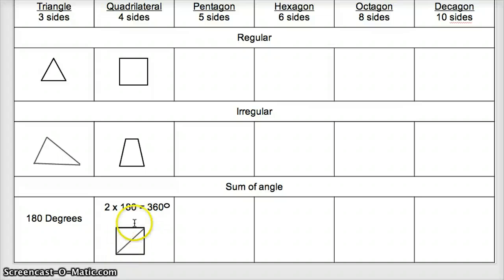And for sums of angles of polygons, it all depends on how many triangles you can divide the polygon into. So in this case, I can divide this square into two separate triangles, and we know a triangle has 180 degrees. So two triangles times 180 gives me 360 degrees. So all angles add up to 360 degrees for a quadrilateral.